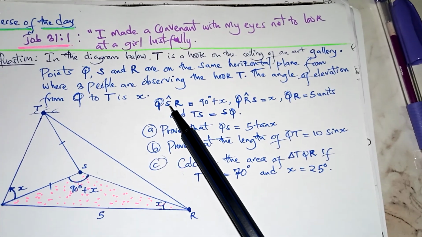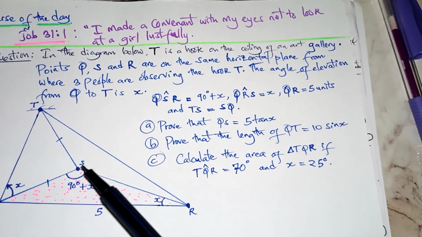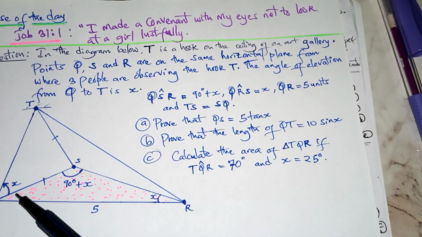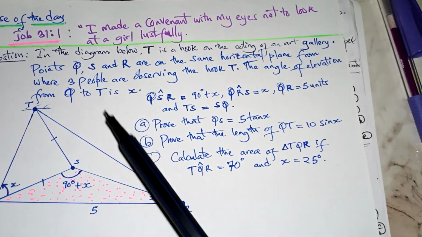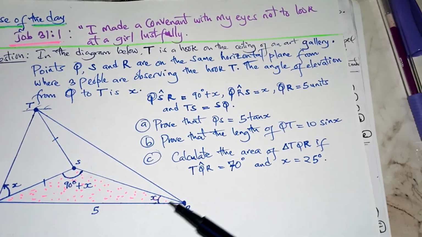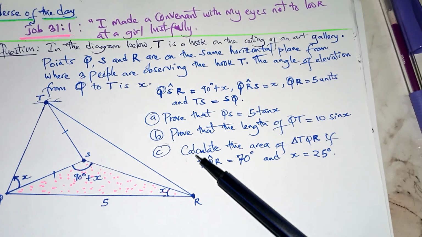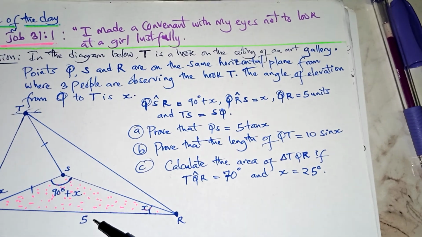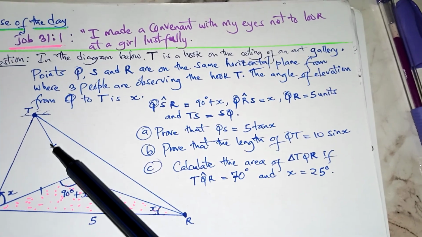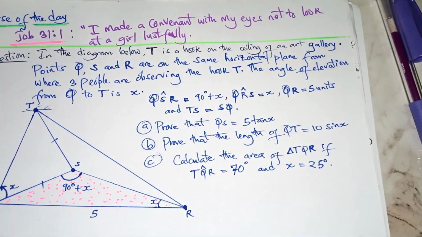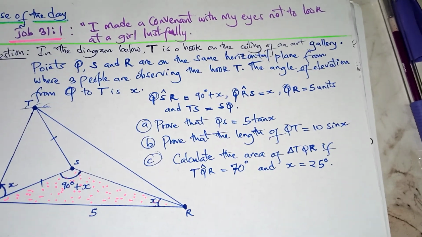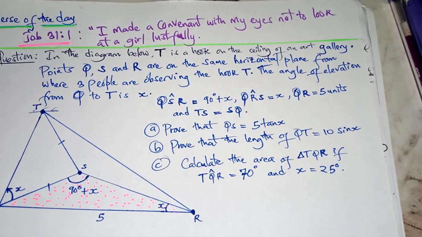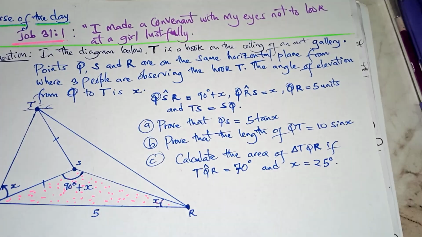And they are saying that the angle QSR is X, and QRS is the same as this one. QR is 5 units and TS, as shown, is equal to QS. So this triangle is an equilateral triangle, implying that this angle is equal to this angle, okay?